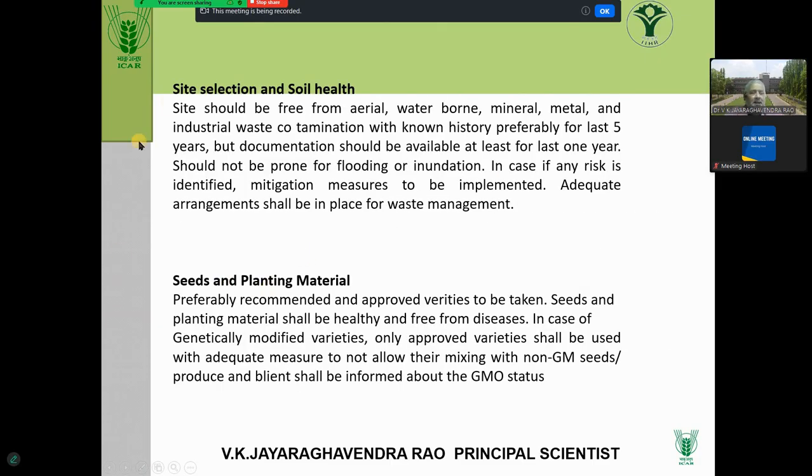Then obviously the nursery should have a good site. The soil health must be very good. And for the last 5 years, he should have documentation of what he did, whether that particular nursery land was flooded or inundated, or whether it has a lot of virus. Suppose a planting material is highly diseased; instead of increasing production and productivity, we are actually supplying diseased seeds.